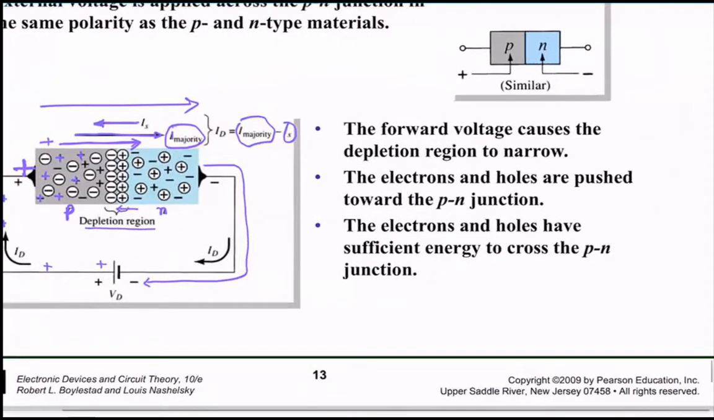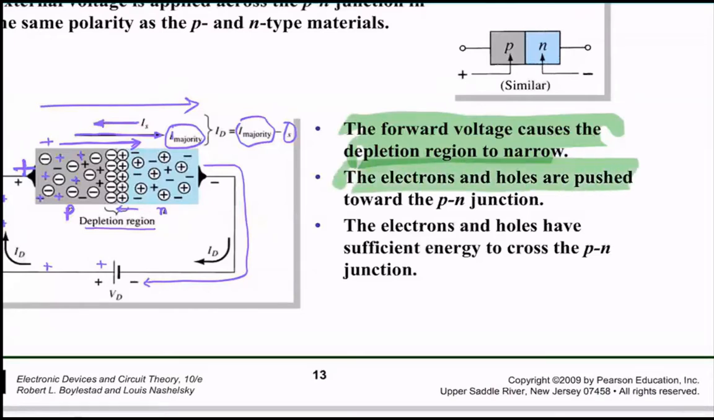So what do we learn here? Well, in forward bias, the depletion region becomes narrow. Narrow means very less resistance, so electrons will flow. The electrons and holes are pushed towards the p-n junction. The electrons and holes have sufficient energy to cross the p-n junction.